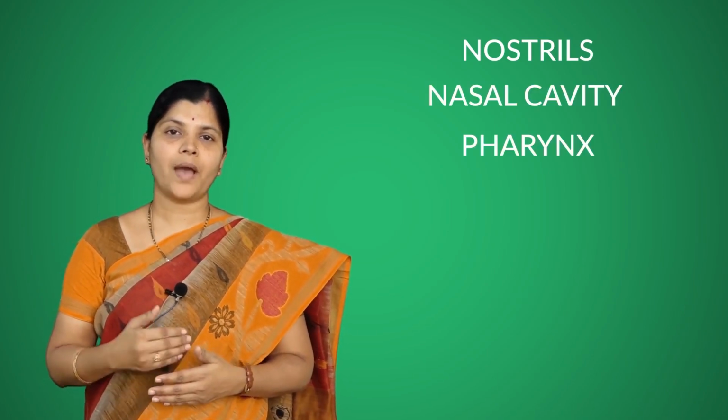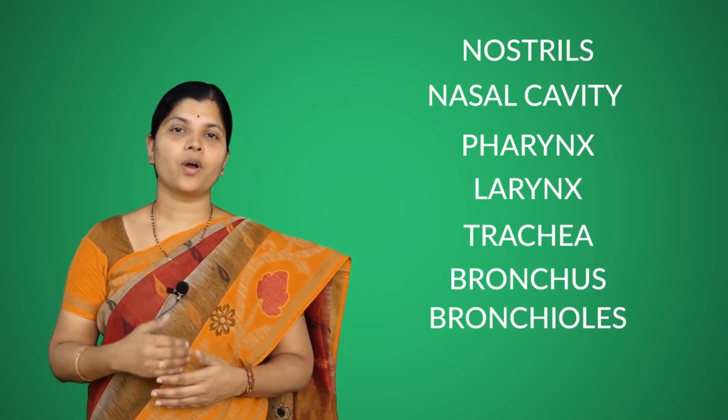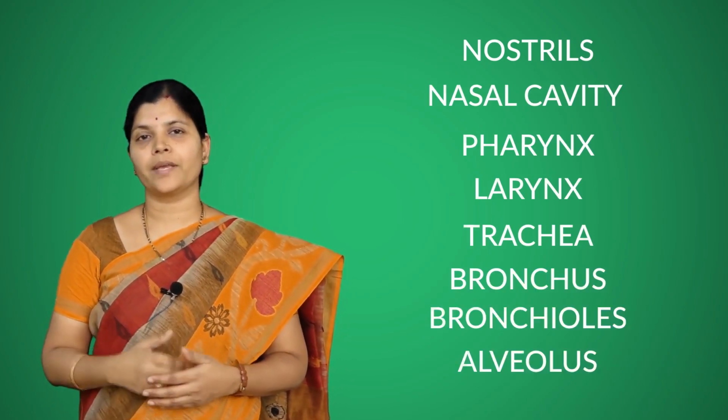Respiratory system consists of different organs like the nostrils, the nasal cavity, pharynx, larynx, trachea, bronchi, bronchioles and alveoli, and finally the diaphragm. Let us look into the pathway of air.